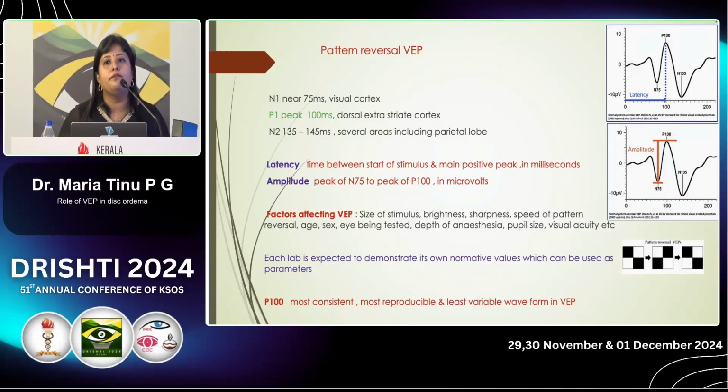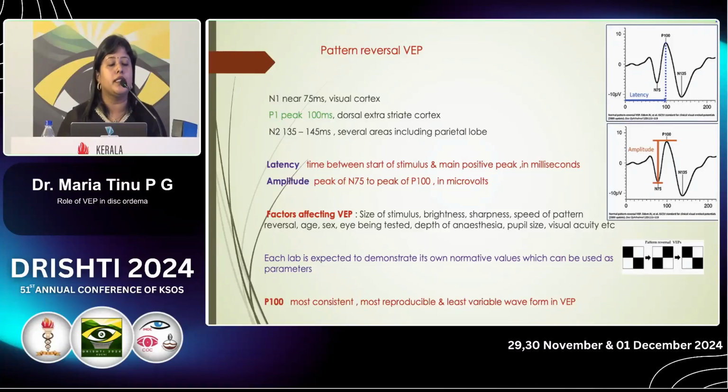The important parameters are amplitude and latency. What is latency? It is the time between the start of the stimulus and the main positive peak. It is measured in milliseconds. Whereas amplitude is from the peak of N95 to the peak of P100, in microvolts. There are many factors, including physiological factors, that affect the VEP waveforms. They include size of stimulus, sharpness, brightness, speed of pattern reversal, and physiological factors like age.